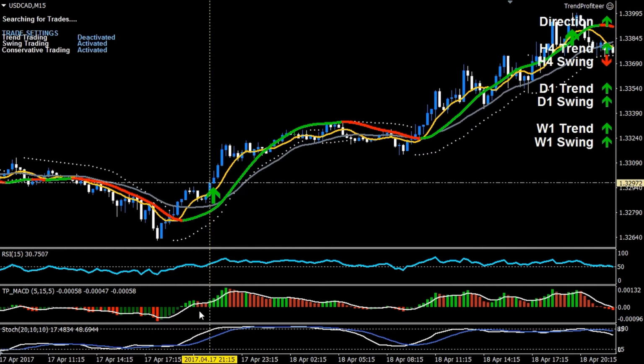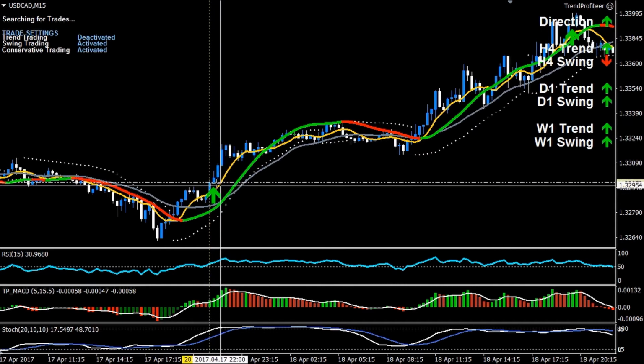The MACD must have at least 2 consecutive red histogram bars above the 0 line, and the signal bar must be a green histogram bar above the 0 line and above the signal line, which you can just see there. And that's all we need to look for a swing trade as a conservative buy.